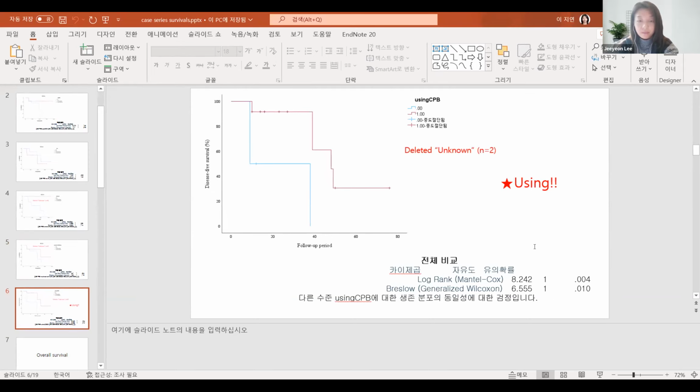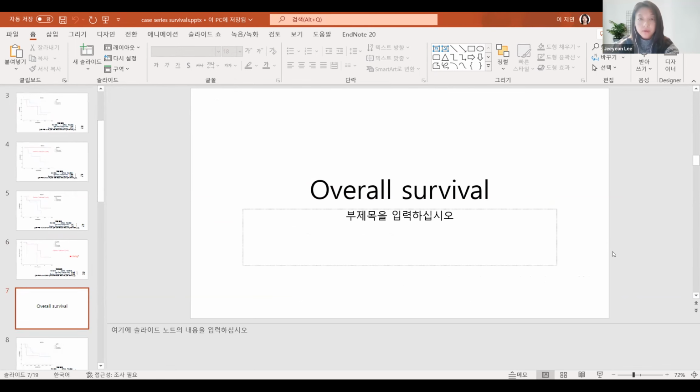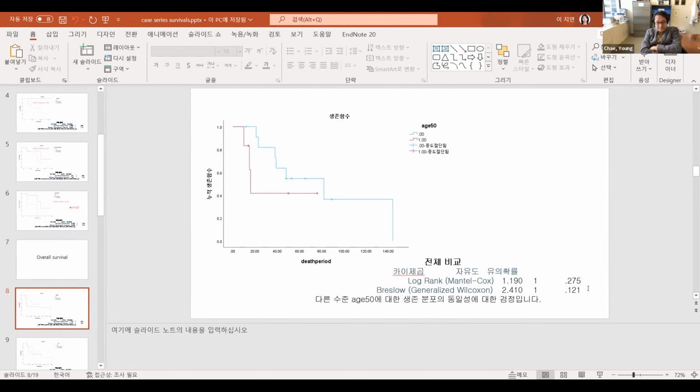Using cardiopulmonary bypass, even though there were 2 cases with unknown, there was statistical significance. 1 is using, 0 is not using. So using it was better. Yeah, that's all. Interesting. This is about the disease-free survival. And next is overall survival.